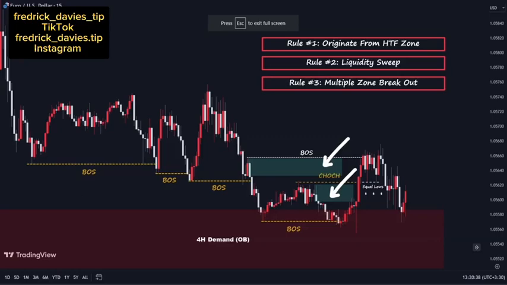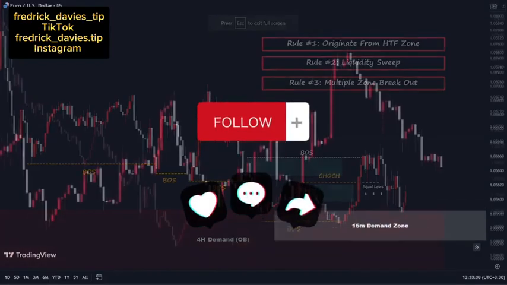Following the formation of the change of character pattern, in the next step, we identify and highlight the demand zone generated by the change of character's bullish wave on the 15-minute time frame. Next, we need to zoom into the 1-minute time frame.